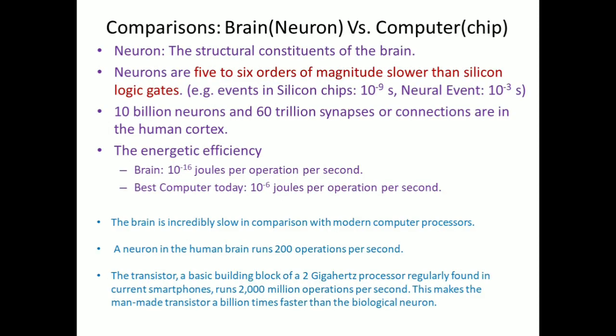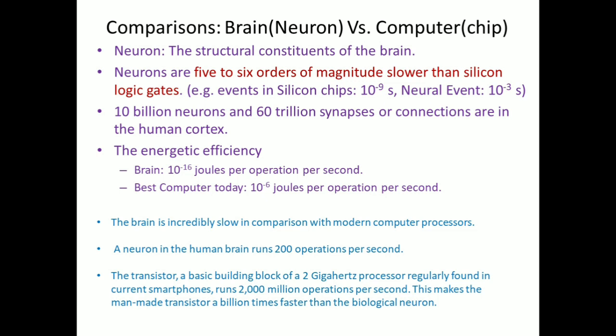Let us have a comparison between the brain and the computer. We will just have basic information about the neurons in our brain. We know that the neurons are the structural constituents of the brain, and also neurons are 5 to 6 orders of magnitude slower than the silicon logic gates. That is, generally the events in silicon chips happen in a nanosecond time, whereas the events in our brain happen in a millisecond range.